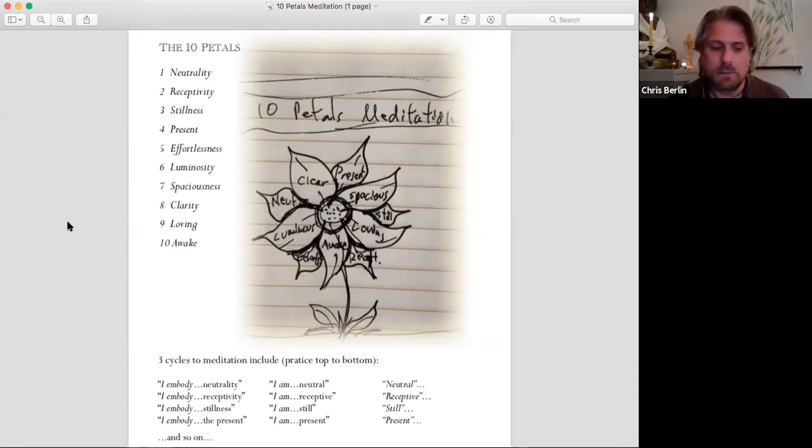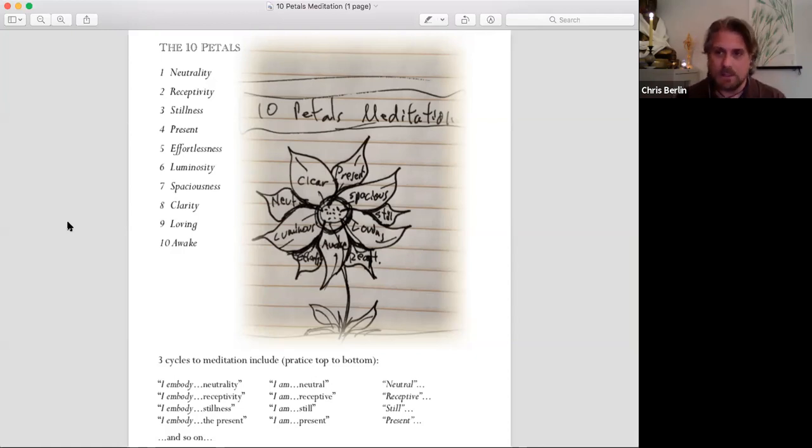What I found really important was first I go through these 10 petals and I basically affirm, I embody neutrality. I embody receptivity. So I really experience each of these in the physical body as I'm sitting. So I rally the body into the practice. It makes it easy to experience when it's physical.